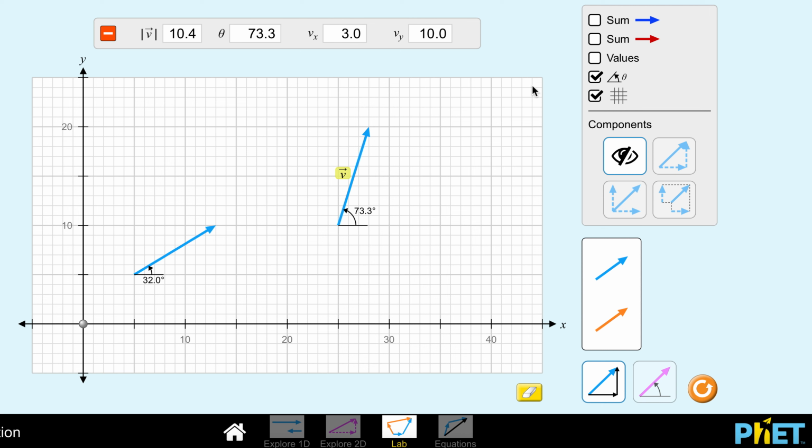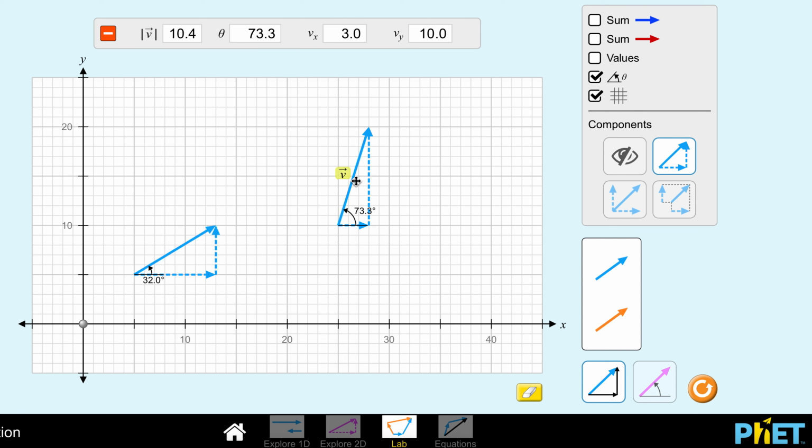And let's look at their components again here. For the first vector, its x component is 8 and its y component is 5. So 8 units in the x direction: 1, 2, 3, 4, 5, 6, 7, 8, and its y component is 5: 1, 2, 3, 4, 5. Remember that you get the components by taking, for vector 1, 9.4 multiplied by the cosine of 32, which gives you 8, and 9.4 multiplied by the sine of 32, which gives you 5.